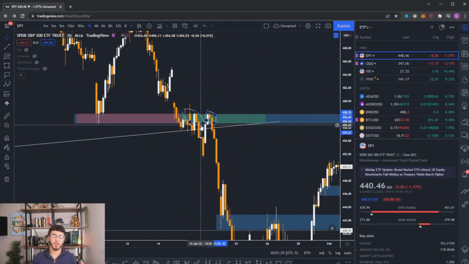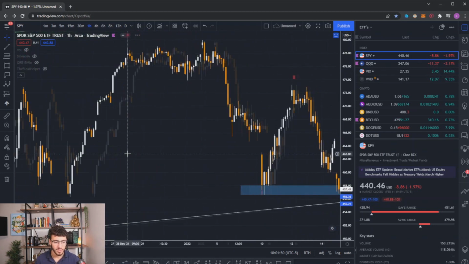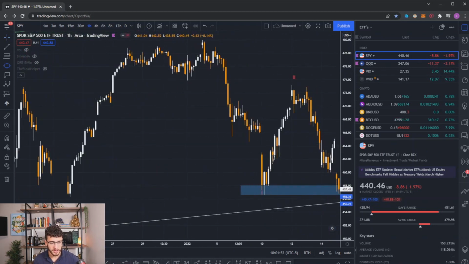Now you might be asking, okay, Logan, when are these invalidated? The answer to that question is two-faced, right? So the way that I'm first looking at it is if we break through a zone 2 times, it is now invalid. So let's show you an example of an invalidated zone.